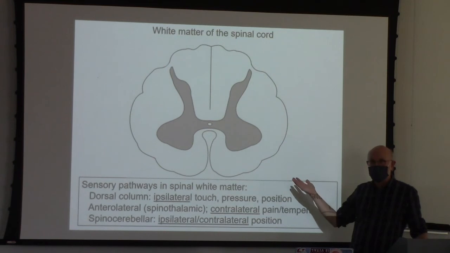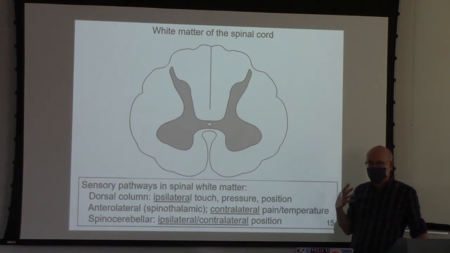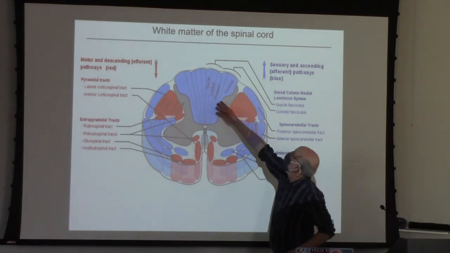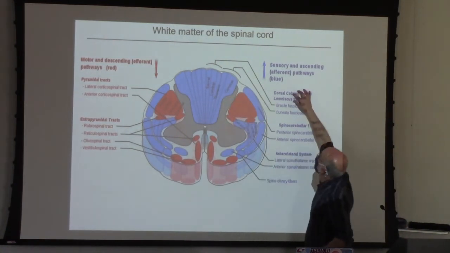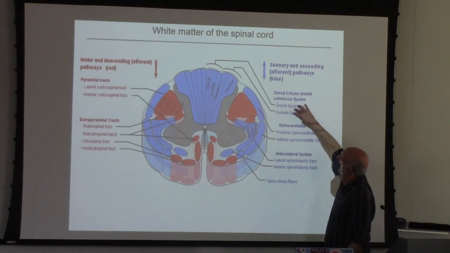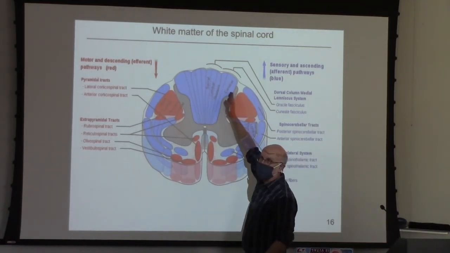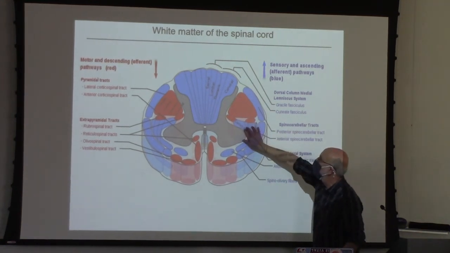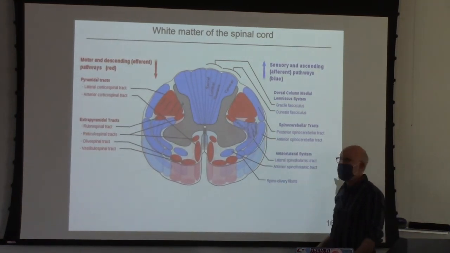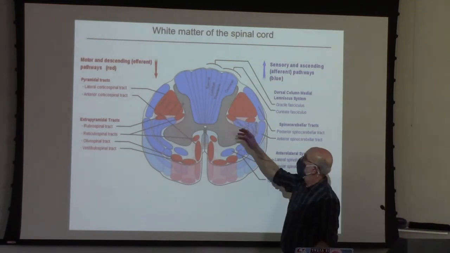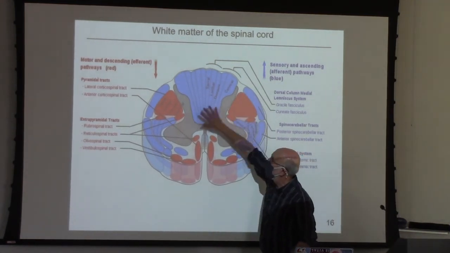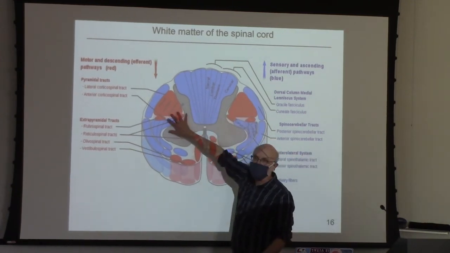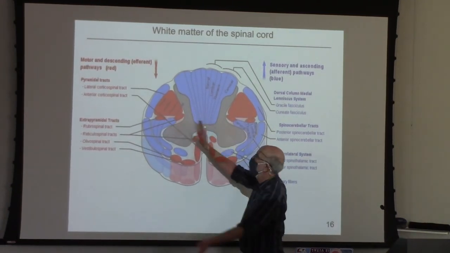Okay, so use your cartoon, your drawing, to learn where these pathways are. You can refer to this, but this is dorsal column. I do not want you to know these details. And this is anterolateral column. I do not want you to know the details in here. This is left, and this is right. So this is ipsilateral to the left side, and this is contralateral to the left side, and vice versa.